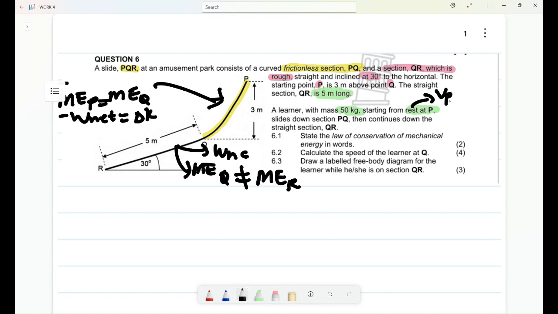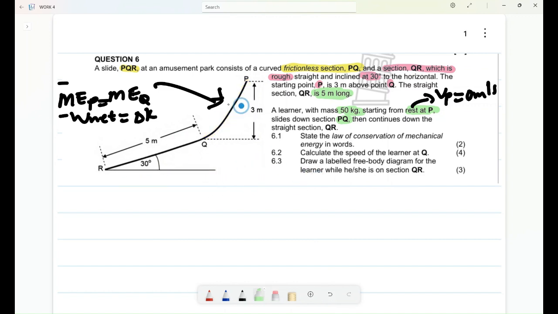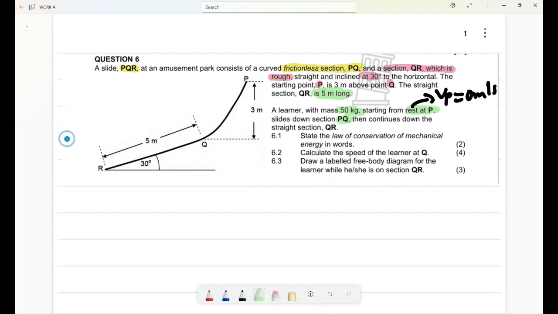The velocity at P is equal to 0 meters per second, or you can say initial velocity. Slides down from rest, starting from rest at P, slides down section PQ here first, then continues down the straight section QR. All right, QR. It's fine. I believe we are hearing that story there.